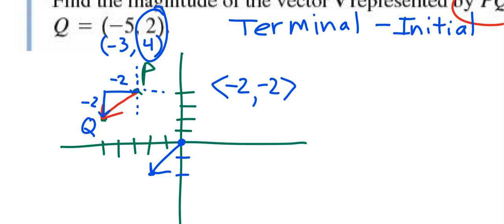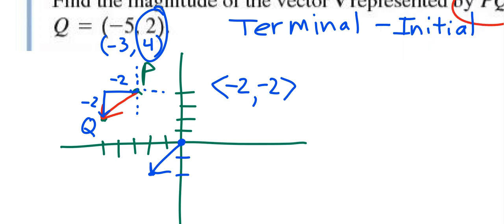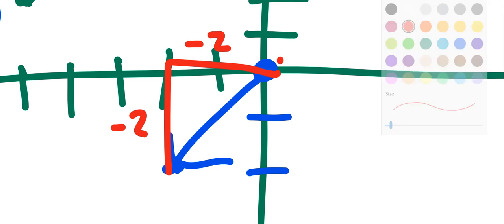Okay, now we have our component form. Whether you think about it up there with P and Q or whether you look at it in terms of this other triangle starting at the origin, it's the same exact vector. Now, how do I find the magnitude? I got a negative 2 there and a negative 2 there. So let's find that magnitude.